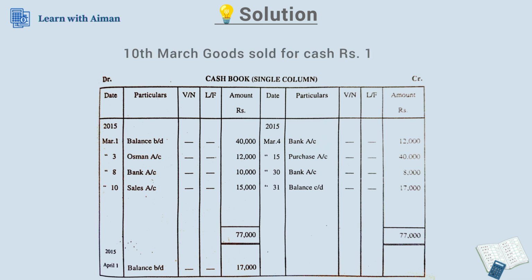Then goods sold for cash. We are selling our goods, which means our cash is increasing. So on our debit side, we mention sales account debit with rupees 15,000. Then next, goods bought for cash. We are purchasing, cash is decreasing. So on the credit side, purchase account with rupees 40,000.